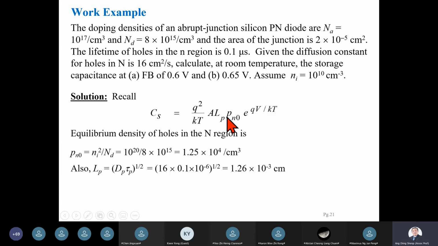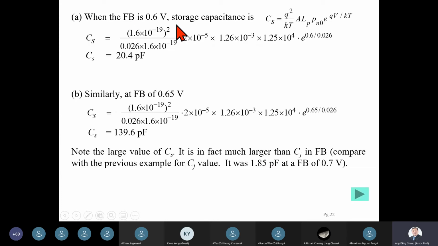One of them is pn0, the hole concentration at thermal equilibrium in the N region, which is ni squared over Nd, assuming complete ionization, and Nd is much greater than ni, so it can be used to approximate the electron concentration in the N region. This is from the law of mass action, if you may recall. And Lp can be calculated from the definition, square root of Dp times tau p. Since both are given, you can calculate Lp. With that, you can calculate CS at different forward biases.